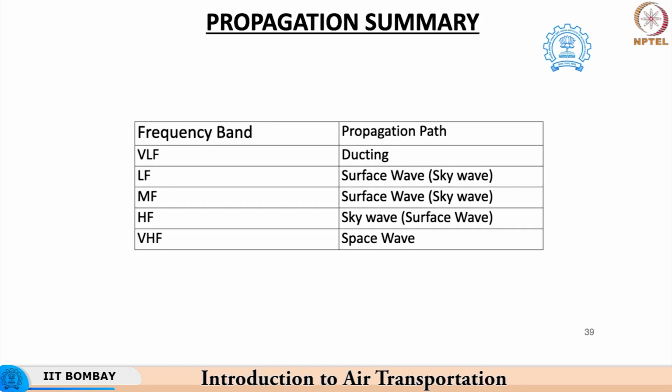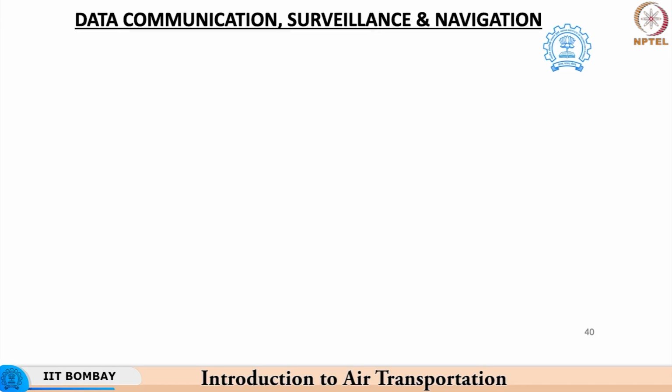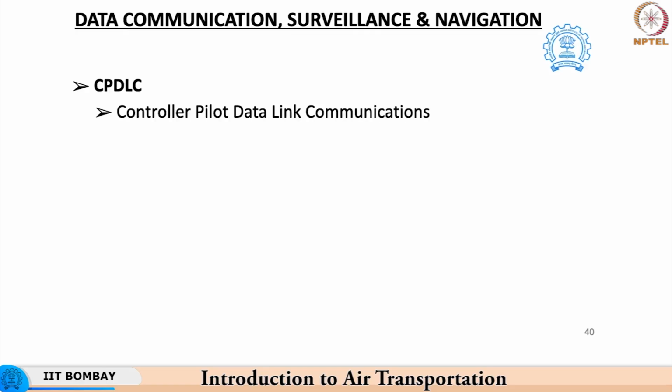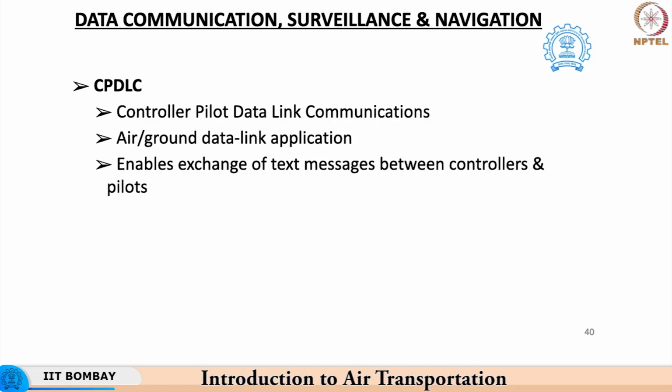Now, let us understand the other mode of communication technique that entails transmission of data between the aircraft and the ground station as well as the ATC. This is carried out by two different types of systems that are incorporated on the aircraft. The first one is called the CPDLC, which is a short form for Controller Pilot Data Link Communication. This is an air to ground data link application.